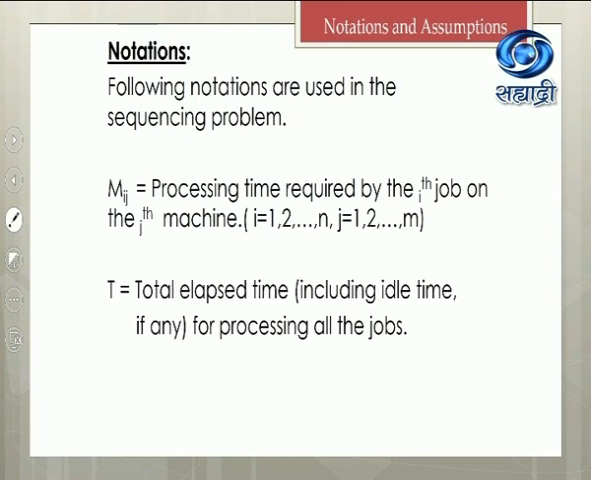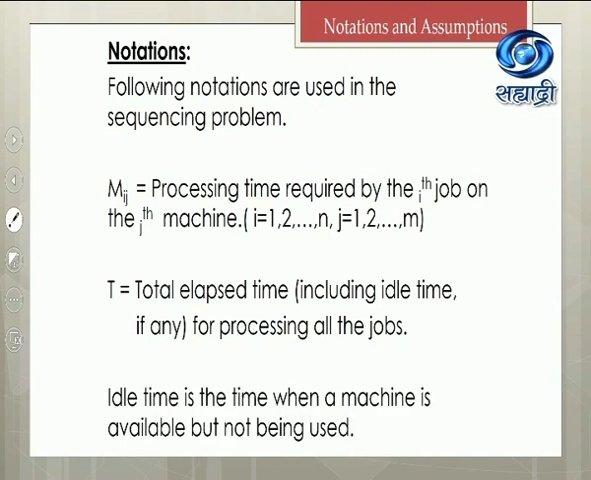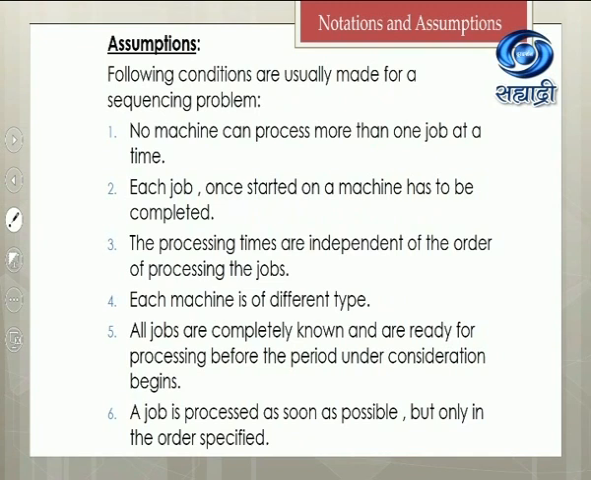Secondly, T is equal to the total elapsed time, that is, including idle time if any, for processing all the jobs. We predefine the order and then only we can do the job. For example, before composing a book you cannot send it for printing, and after printing only it can go for binding. So from this day-to-day life example you have understood what it means.